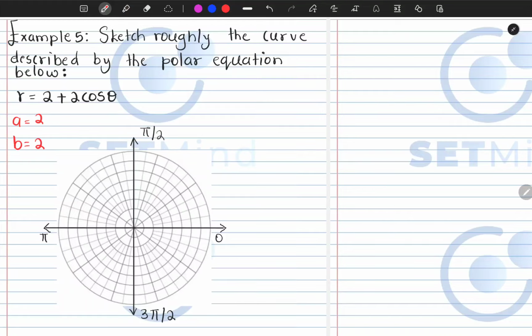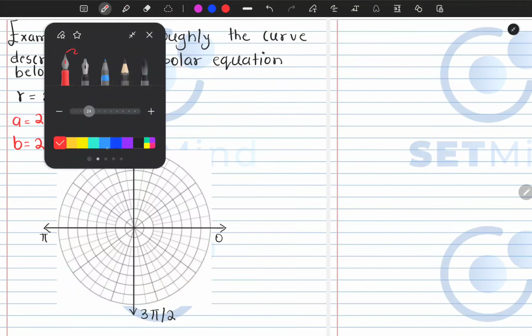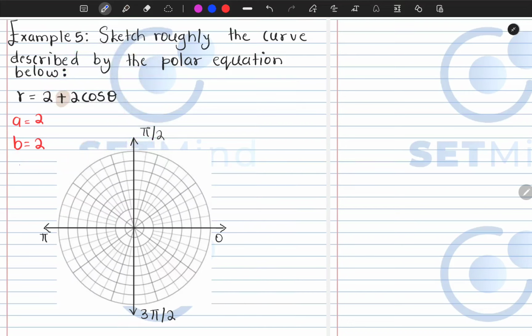The value of B is 2. Remember, I'm not looking at that sign as of yet. And if you remember, we always need to do A divided by B, which will give us 1. So once we know that A divided by B equals 1, we should know that what we are working with is a cardioid.